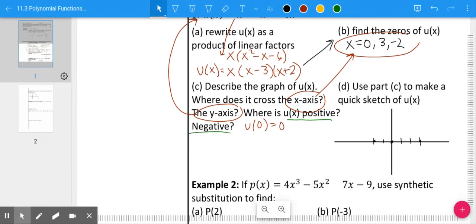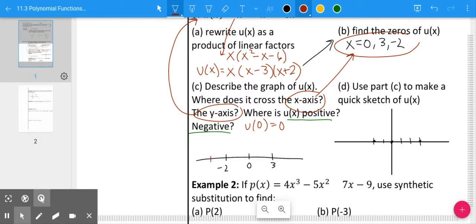So we're going to go ahead and make a number line. We're going to do what's called a number line test here. On your number line, you're going to plot all of your x-intercepts, so 0, 3, and negative 2. And then you're going to choose a value in between each section, and you're going to test it in the factored form. So let me choose a value to the left, negative 5. This could be any number to the left. It doesn't have to be negative 5. And you take that number and you test it in your factors.